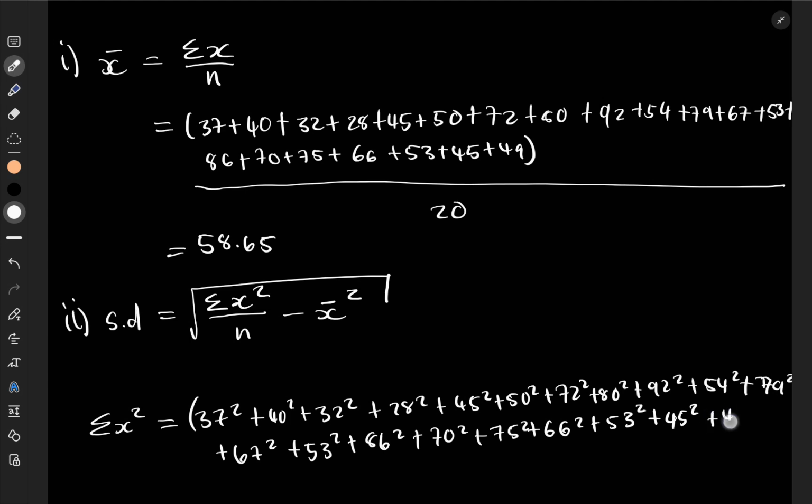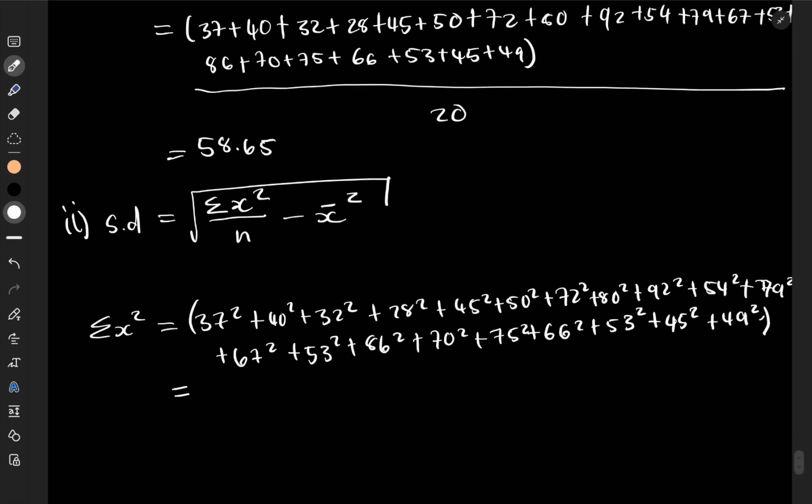Okay, and then plus 49 squared. Make sure of the squared, you can see it's something small. It's a small number that'll be on the top. Make sure. So now we go ahead.